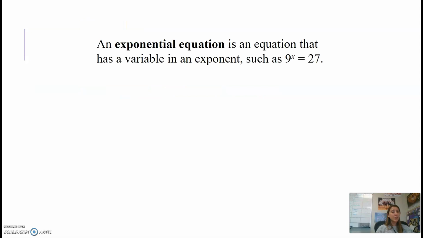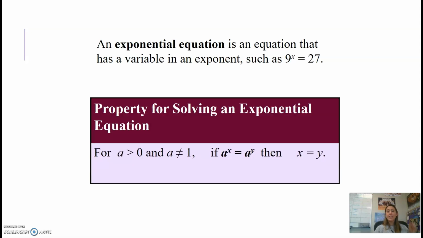So an exponential equation is an equation that has a variable with an exponent, such as 9 to the x is equal to 27. So go ahead and get this in your notes, and then get this property for solving exponentials, meaning that for every base a that's greater than 0 but not equal to 1, if a to the x is equal to a to the y, so any same base raised to different powers, then x must equal y. So that's exactly what we just figured out.